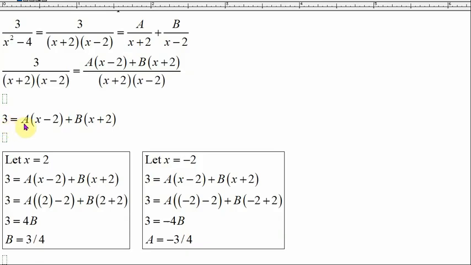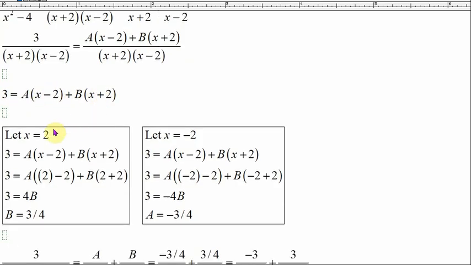So to find a and b, what we want to do is pick something that would make this factor 0 and then make this factor 0. So let x be 2. Then in the place of x, we have 2 and 2. 2 minus 2 is 0. 2 plus 2 is 4. So we get b is equal to 3 over 4.